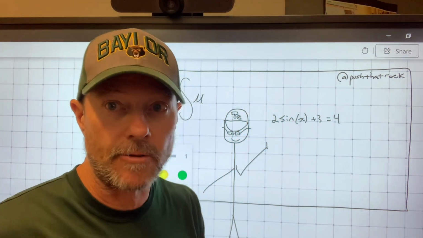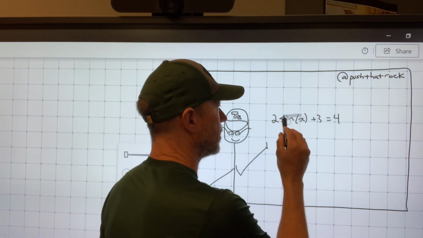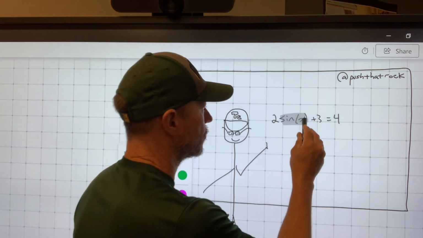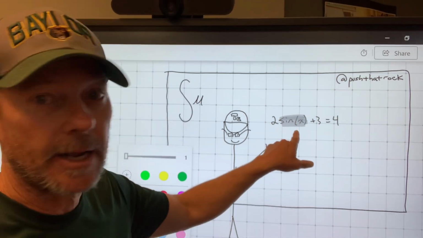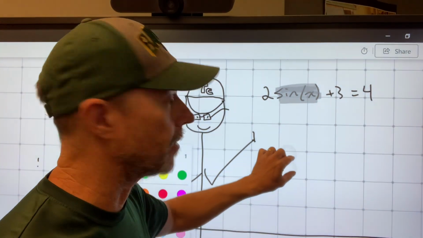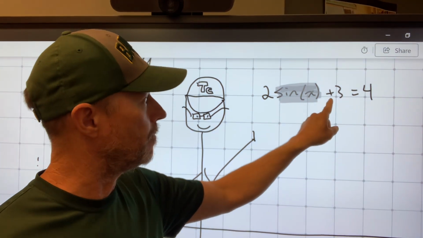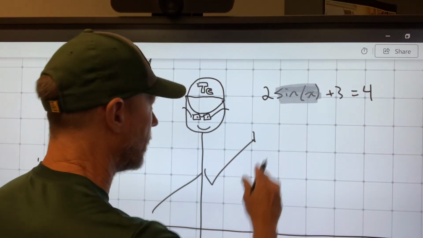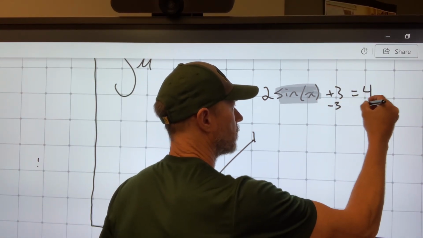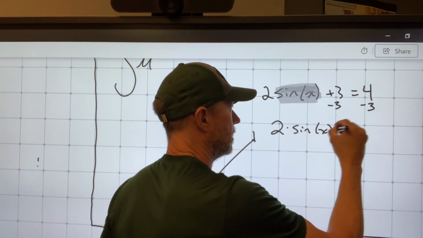In other words, we're solving an equation like we were back in the 7th grade when we first introduced ourselves to algebra. What we want to do is get this trigonometric expression that I've highlighted here by itself. So we have, maybe we need to blow that up a little bit, 2 times the trig function sine of x plus 3 equals 4. And we want to isolate the trig function. So the first thing we're going to do is subtract 3. That gives us 2 times sine of x is equal to 1.